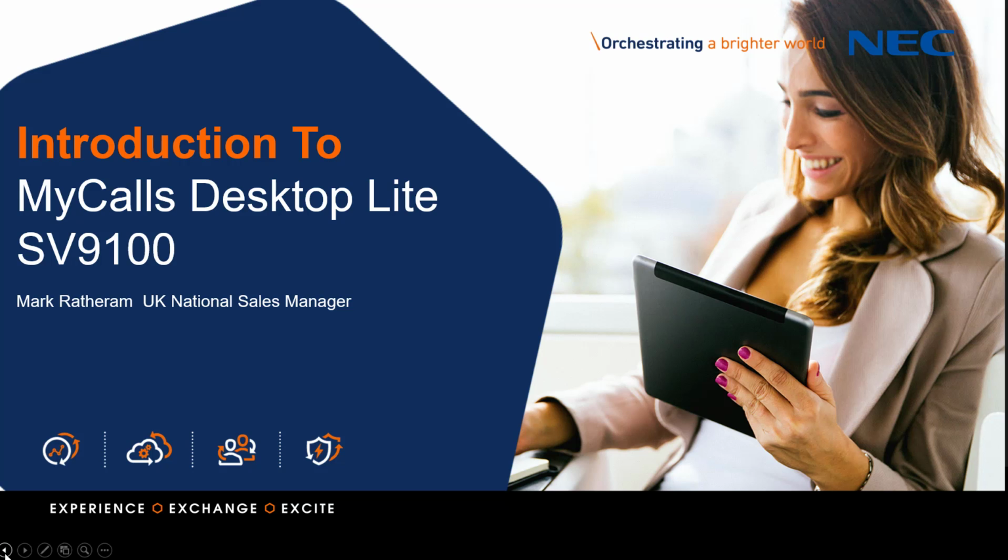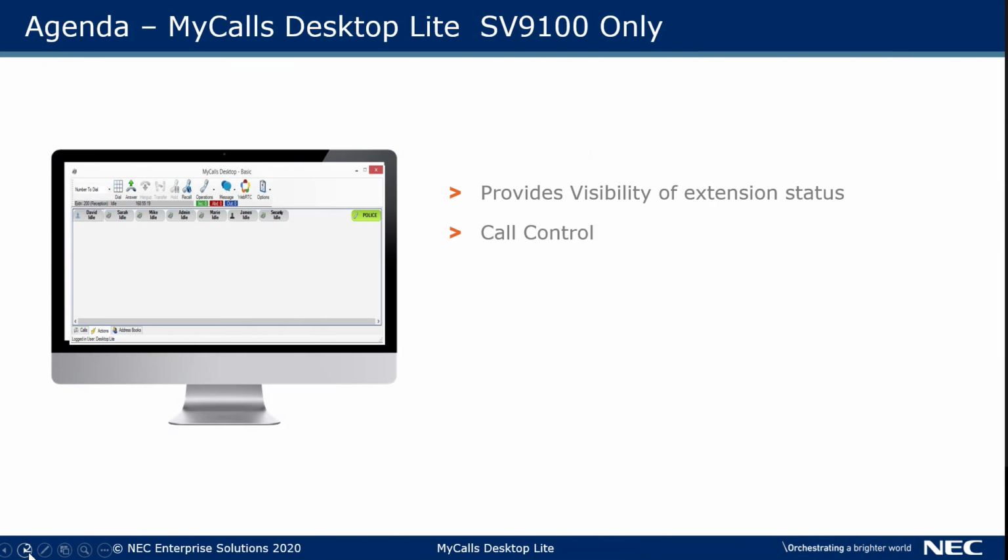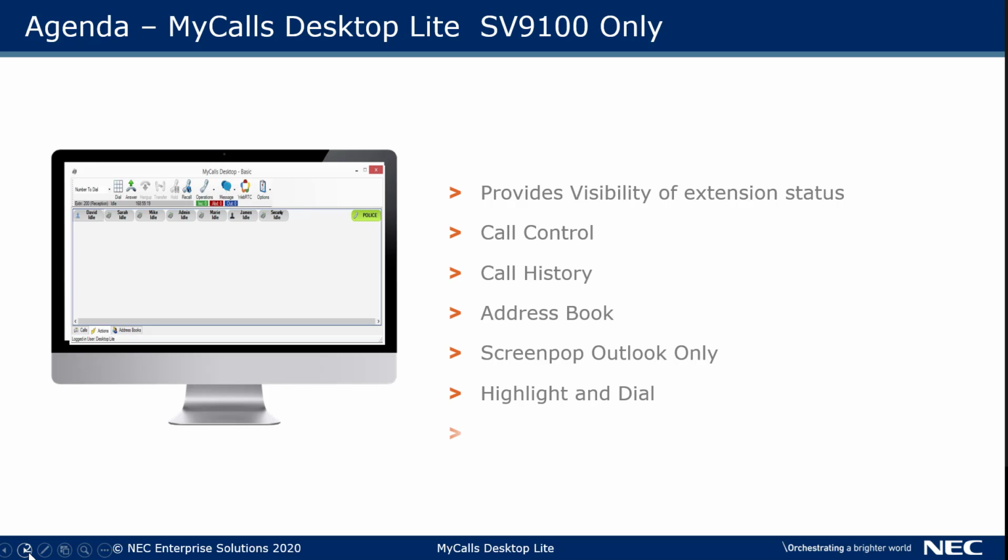Within this video, we'll be doing an introduction to MyCalls Desktop Lite, which is an application for the SV9100. Before we get into the live demonstration, I just want to highlight a few things so it becomes a little bit easier when we get into the demonstration. This is a client application, so it works alongside a handset, and that handset can be of any type. It can be an IP handset, it can be a digital handset, it can even be an analog handset.